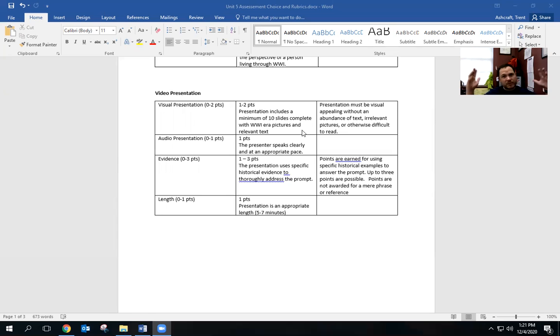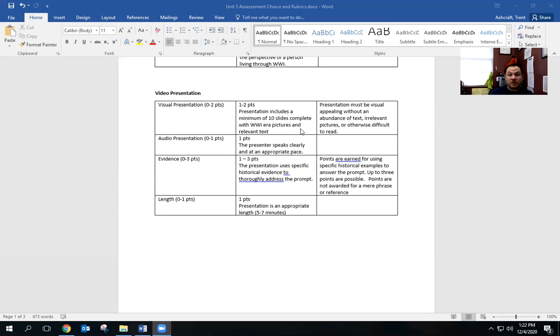I don't want paragraph upon paragraph upon paragraph, because that is not going to be, as the rubric says, visually appealing. There's a point also for the audio presentation. You are going to be narrating over your presentation. So it's recommended, if you've got one, that you use a microphone. If you don't, that's okay, but you need to make sure to speak clearly, not a lot of stopping, speaking better than I am right now. Make it as if this is an actual presentation that you would be proud of, the idea that multiple people might see this. Long story short, speak clearly and make sure I can hear you.